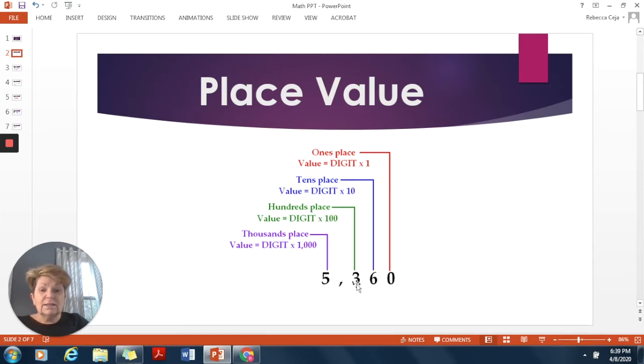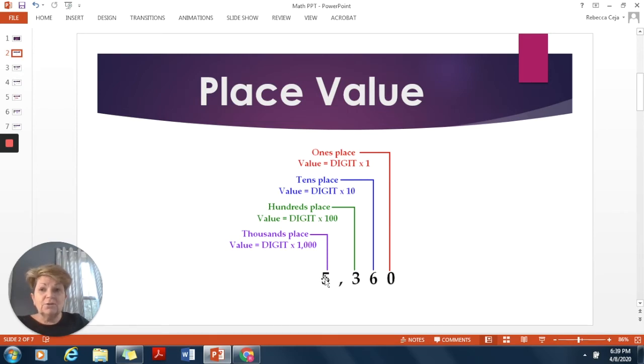Then our next place value over is the hundreds. So this is the equal of hundreds. It would be 3 hundreds. And then a very large number of 5 being in the thousands place. So this is equal to 5 thousands, which gives us 5,000.